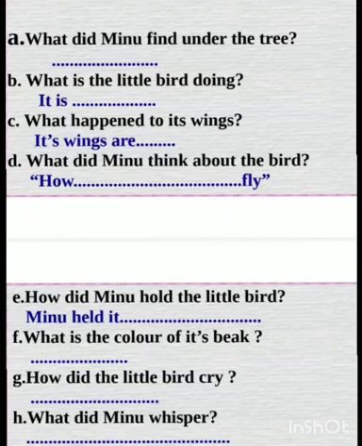Okay, next question. What is the little bird doing? You have to write what it is doing. What happened to its wings? Its wings are, what happened? That you have to write. What did Meenu think about the bird? What did she think of? How dash fly? You have to complete that sentence.